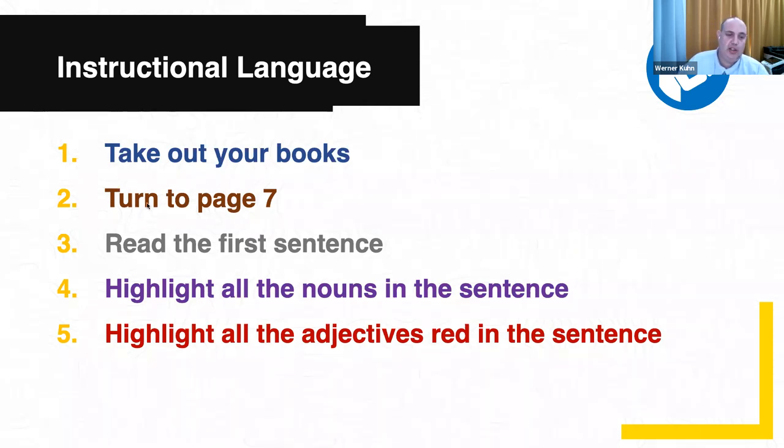Taking out your book is one action. Turn to page 7, that's another action. Read the first sentence, that is another action. We have to slow things down and make it step by step so students can easily follow what you are doing. And after each section, we have to ask for confirmation. We must make sure that everybody is done with that so we can move to the next one.